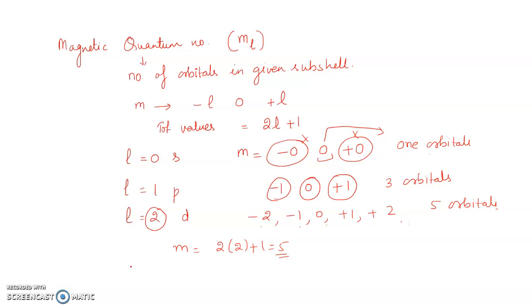Similarly, if we take L value 3, how many values should there be of m? That is 2 into 3 plus 1, that is 7. So it is minus 3, minus 2, minus 1, 0, plus 1, plus 2 and plus 3. So there are 7 orbitals in it.